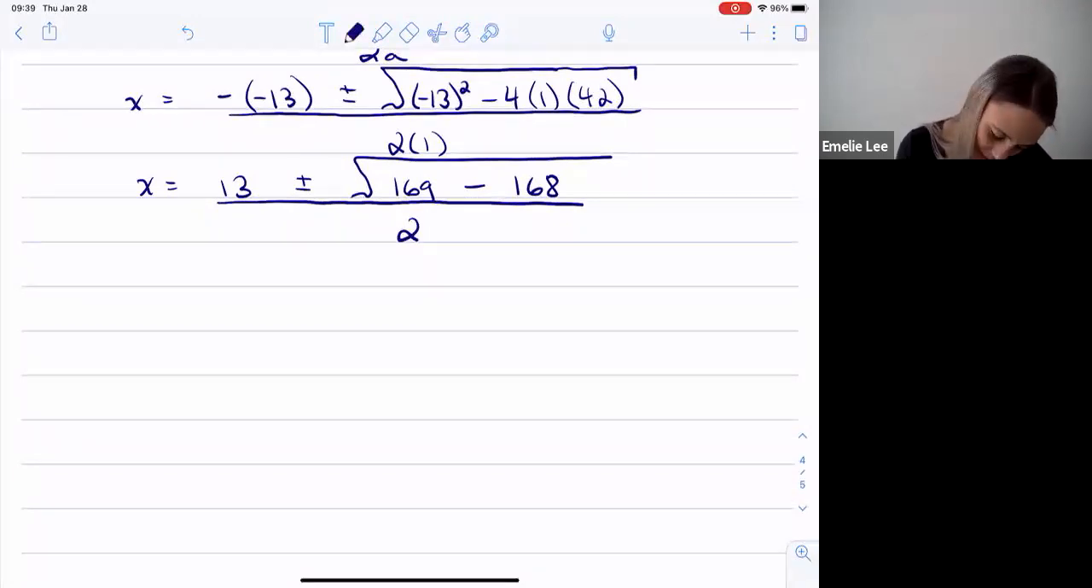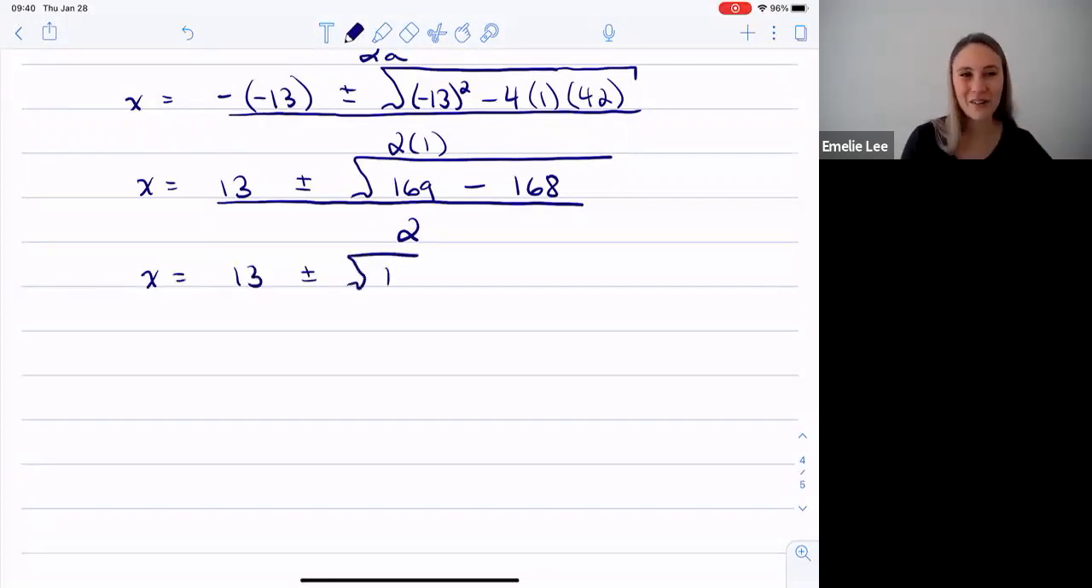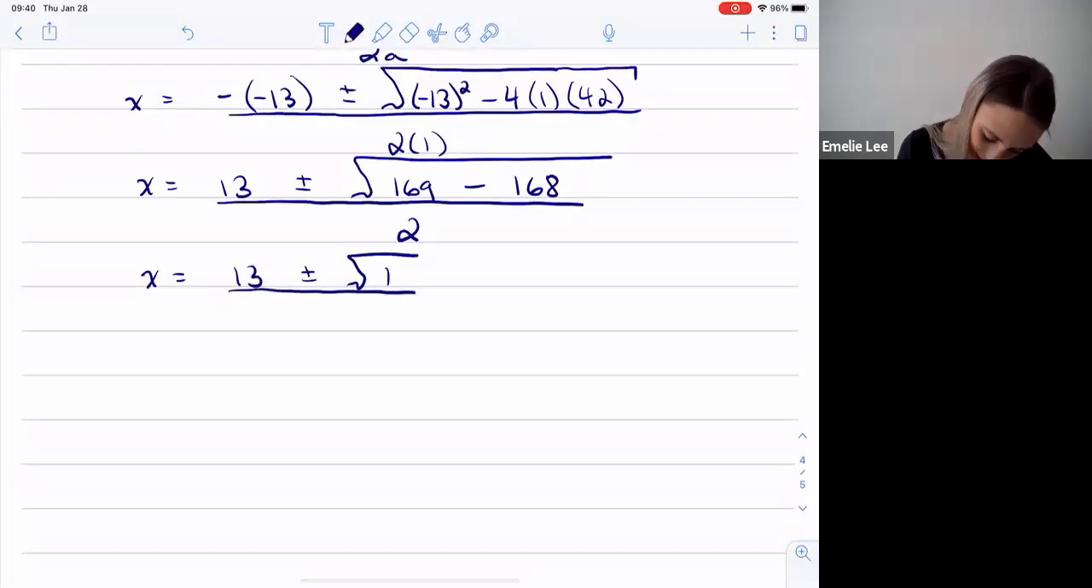So what I have is x is equal to 13 plus minus the square root of 1. Hey, all of a sudden it's nice to look at, right? 169 minus 168, and then divided by 2.